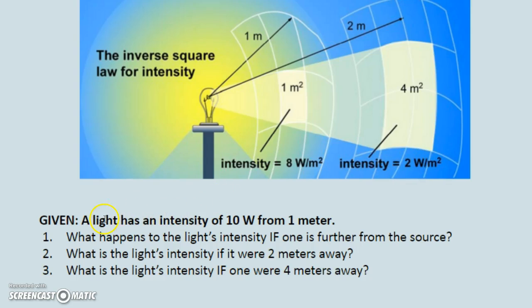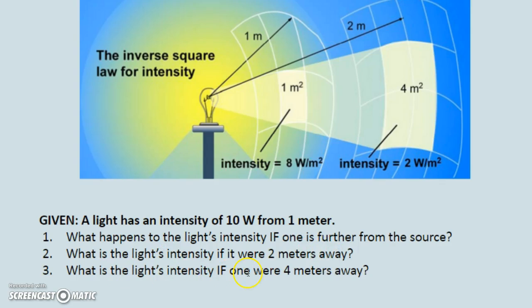So let's do the math. A light has an intensity of 10 watts from 1 meter. I'm changing this number. What happens to the light's intensity if one is further from the source? Well, I just lectured to you that the intensity decreases by an inverse square. So what is the light's intensity at 2 meters away? Well, 2 meters is 2 times further than 1 meter, so it's going to be 1/4 of 10 watts. Therefore, 1/4 of 10, or 10 divided by 4, is 2.5 watts of intensity.